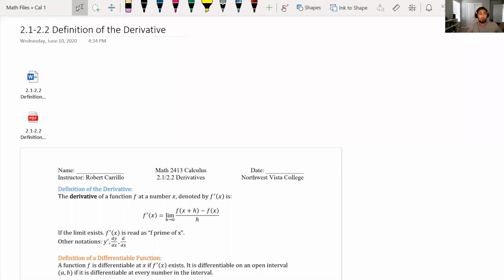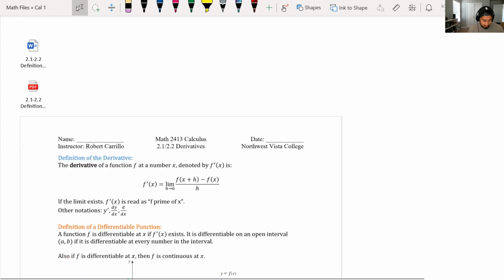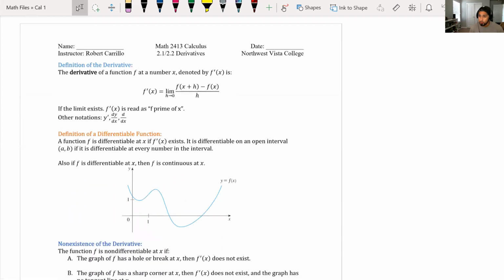All right, guys, welcome. This is 2.1 and 2.2, the definition of the derivative. All right, so today is all about finding the derivative the long way. Yes, I know, it's exciting. And then after the first test, we can show you the derivative the short way, right? We have to earn it.